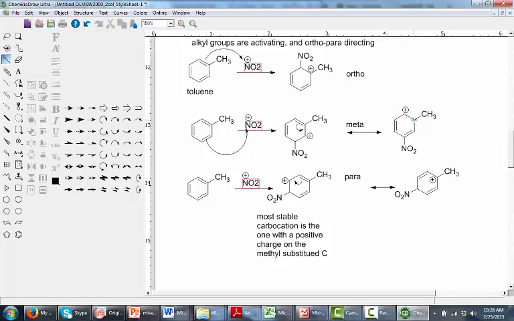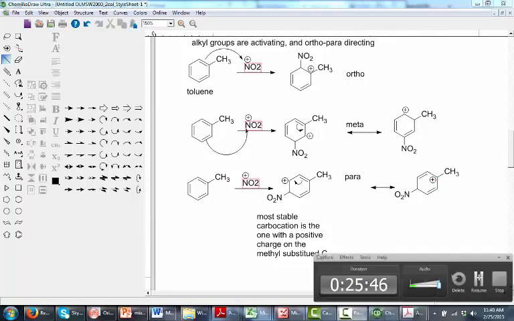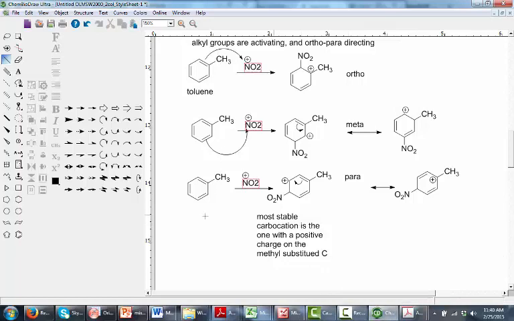I can never resonance and get that positive charge where I want it, which is why the alkyl groups that are activating and electron donating only direct the nitro or whatever electrophile to either the ortho position, because that puts the positive charge directly on the extra stabilized carbon, or the para position, because that can easily be resonated to be stabilized on this carbon, but never to the meta position. So that's why alkyl groups are ortho-para directing.